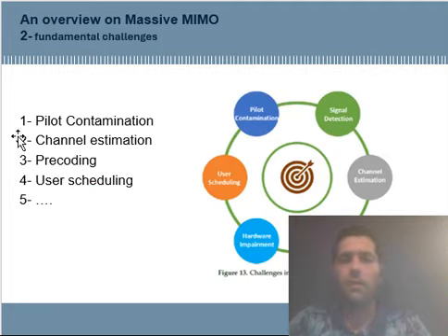Here we present fundamental challenges. The fundamental challenges include pilot contamination, signal detection, channel estimation, pre-coding, hardware implementation, user scheduling, and so on and so forth.